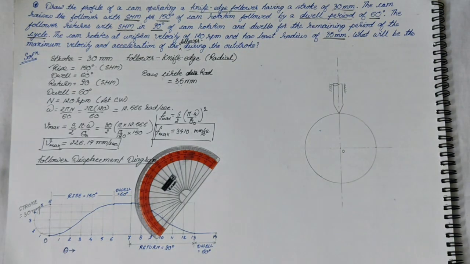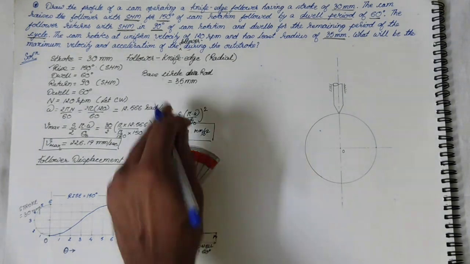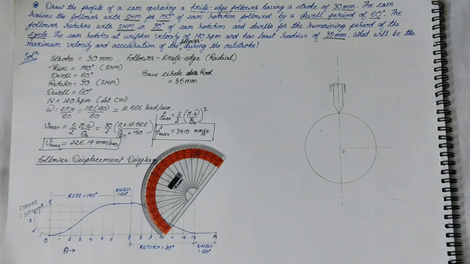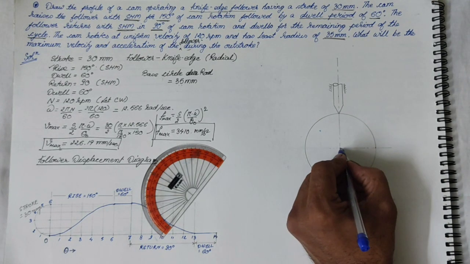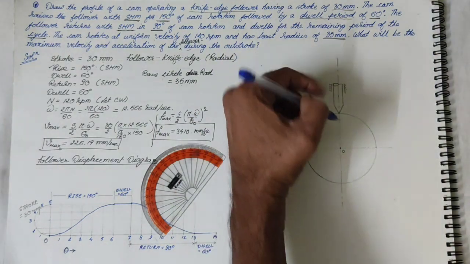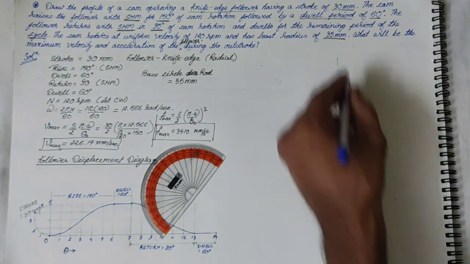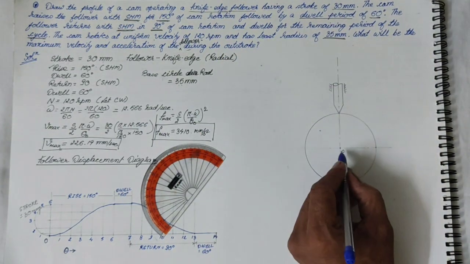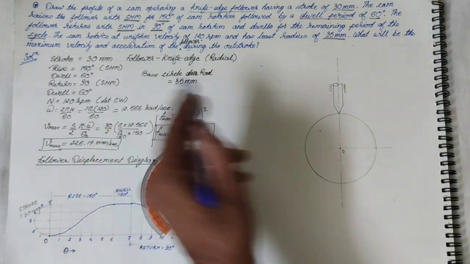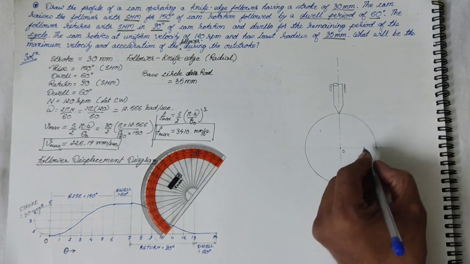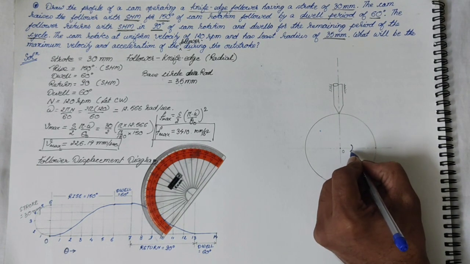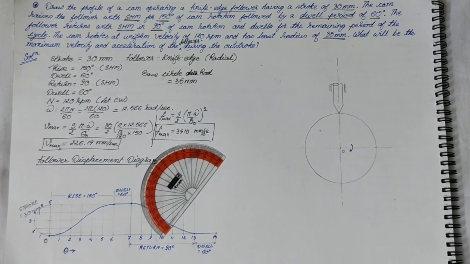This is the line of the stroke. Now, we have considered that it's a radial follower, so the line of action, the line of stroke, is passing through the center of rotation, and we will be considering this to be radial. So this line and the center of rotation are coinciding, and we have considered the motion of the cam to be clockwise. So it is turning this way.